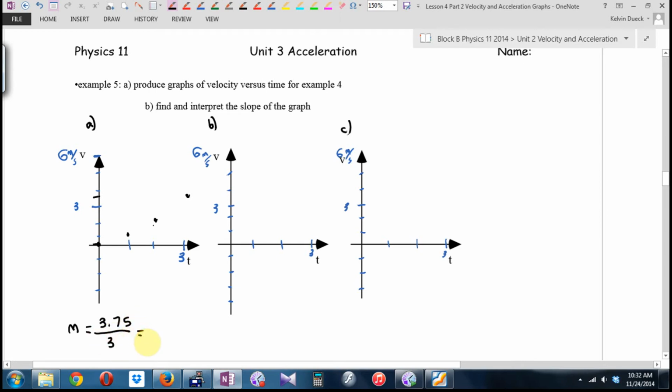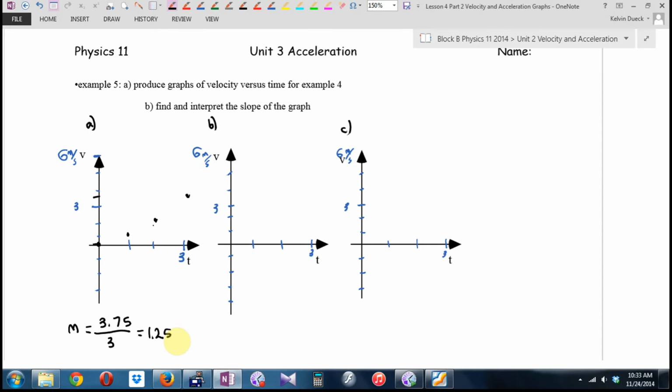Can someone go 3.75 divided by 3? You should get a number that looks familiar. Where did 1.25 appear in the question? What was the 1.25 in the question? Even earlier in the list of stuff that I gave you. If the slope of a distance versus time graph is the velocity, you know what would be kind of cool? If the slope of a velocity versus time graph was the acceleration. That'd be kind of cool.